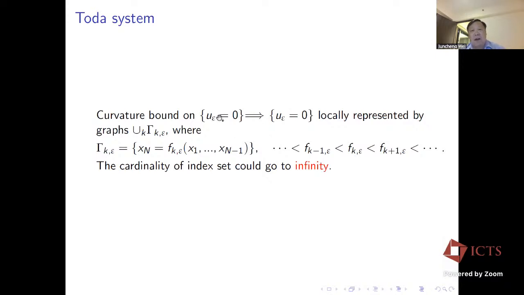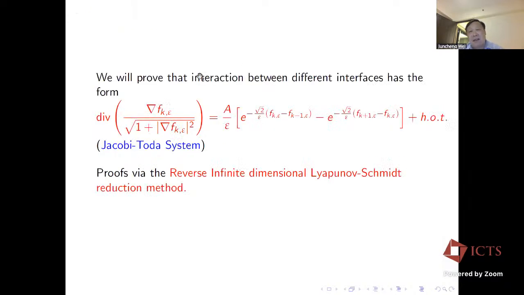So suppose we have a capture bound, since we have theta alpha, a capture bound on the nodal set. Locally the nodal set can be arranged in these graphs. And we will prove that the interaction between different interfaces is given by the Jacobi-Toda system, using the reverse infinite dimensional reduction method. Let me explain this. We use the infinite dimensional reduction method to prove the existence of a solution. Now we already have a solution, and we want to use the reverse reduction method to prove that the interface must satisfy the Jacobi-Toda system.